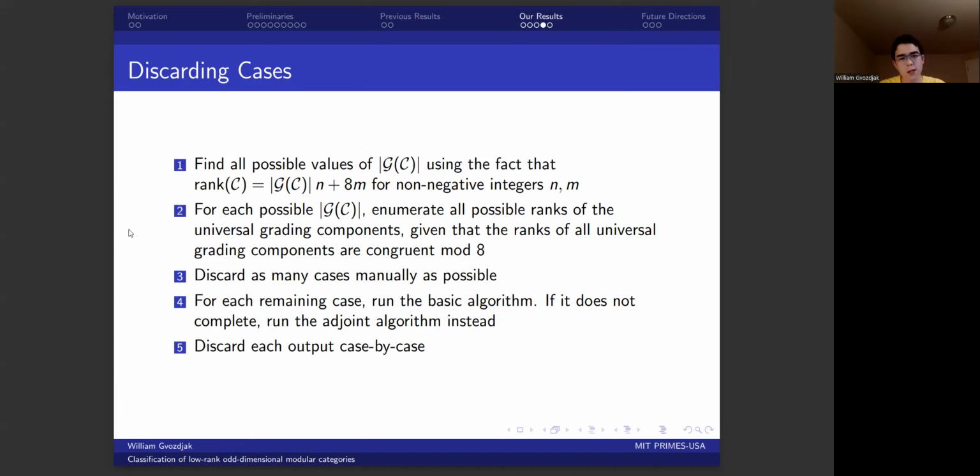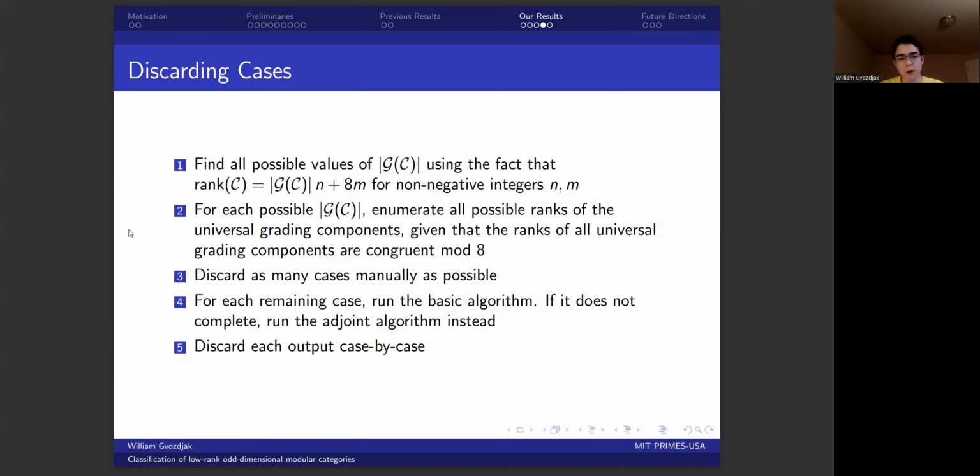For every single possible number of invertible objects, we consider the universal grading of C, and we enumerate all possible ranks of the universal grading components. So we look at what the possible ranks of the components of that universal grading are. And this is, again, feasible because of the result that I talked about earlier: the ranks of the universal grading components must be congruent to each other mod 8. This result gives us a much smaller list of possible ranks of the universal grading components, and we can once again perform casework on them.